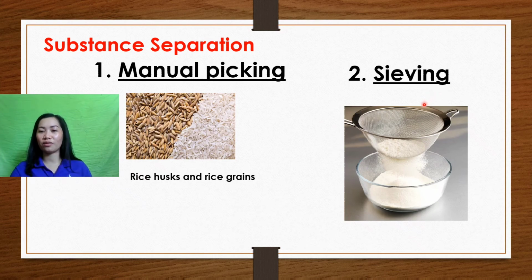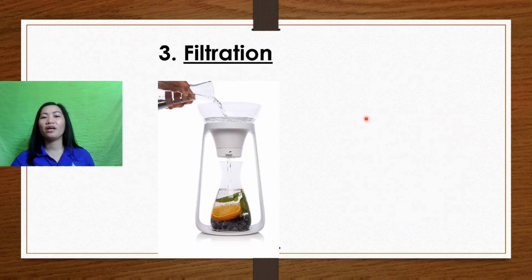It's also solid to solid. But to separate the clumps into the fine one, we use the sieve. And we have also the filtration. Filtration is for the insoluble solid, and then from the solvent, separation of solid into liquid. So we can use the filtration.